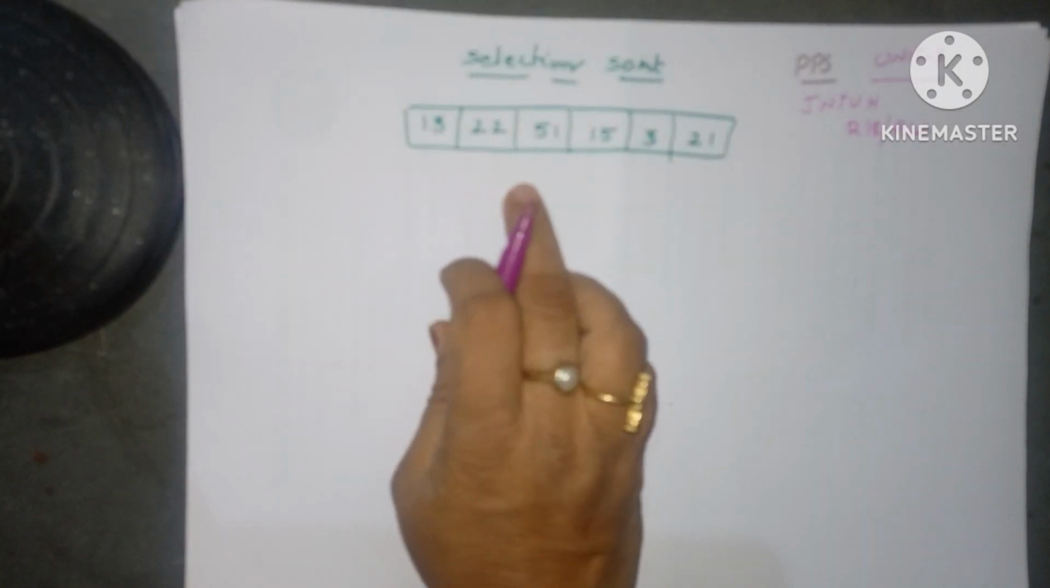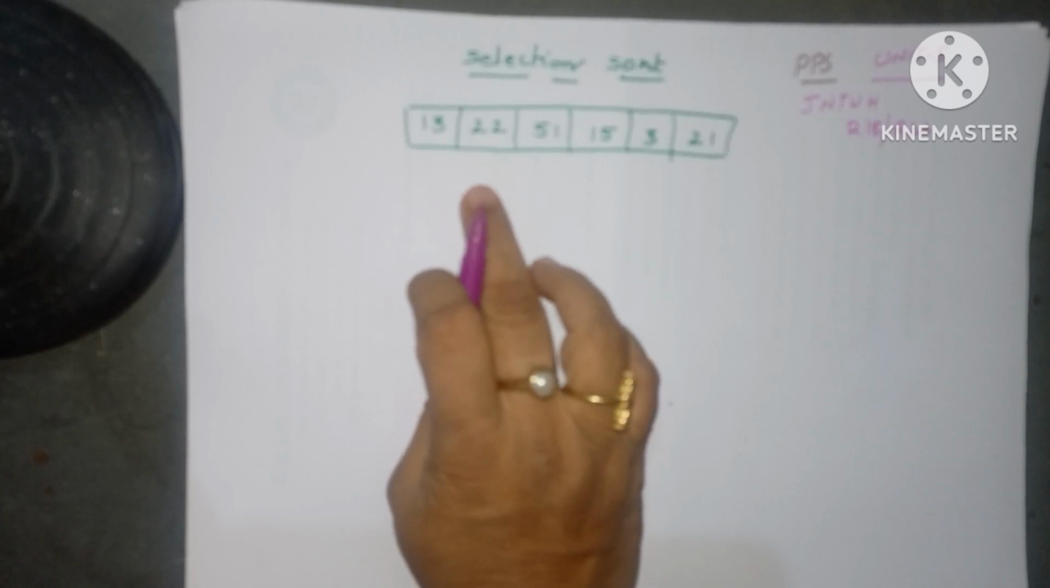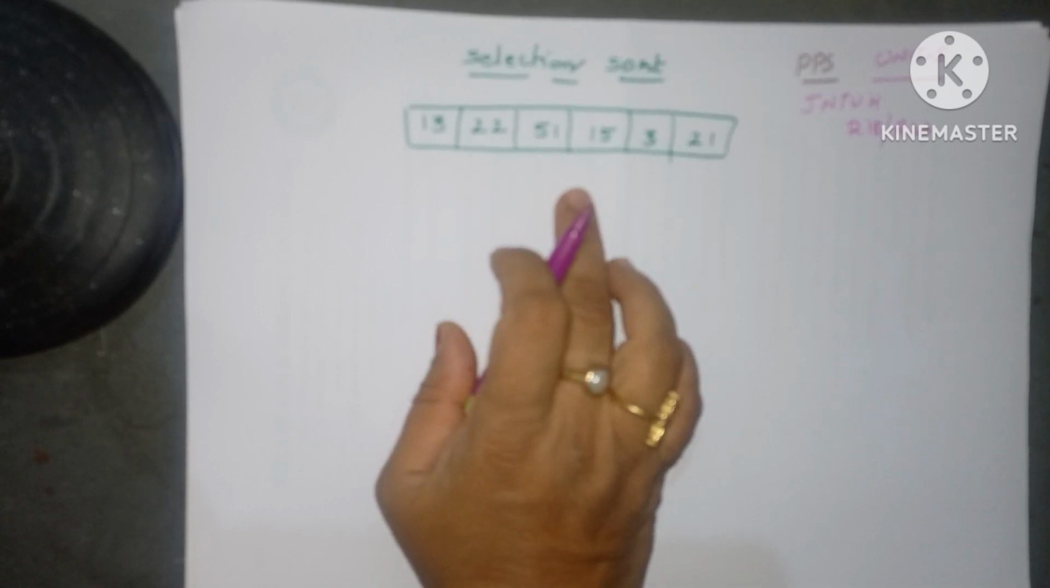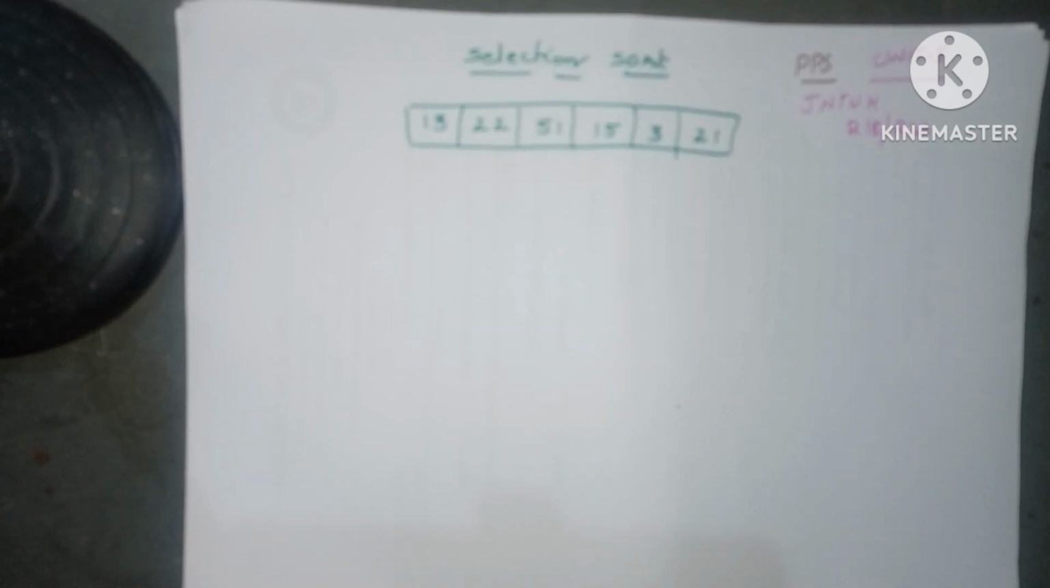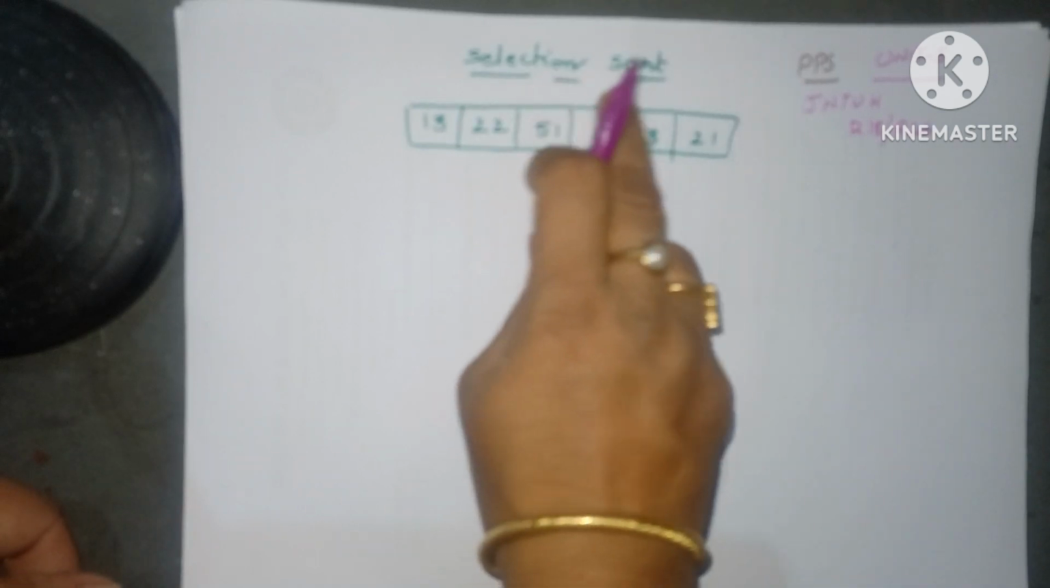This is a list of elements: 13, 22, 51, 15, 3 and 21. The question is like this: consider the list of elements 13, 22, 51, 15, 3 and 21, and arrange all these elements in order using the selection sort algorithm. The method's name is selection sort.